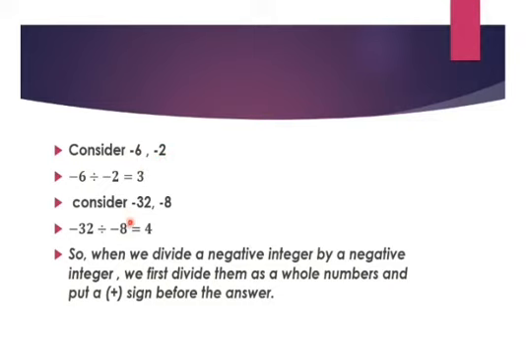Okay, consider another example. Minus 32 and minus 8. Both of them are negative integers. Then how can we divide? We first simply divide as whole numbers. 32 by 8 is 4, and put a positive sign before the answer. We get positive 4, or 4.